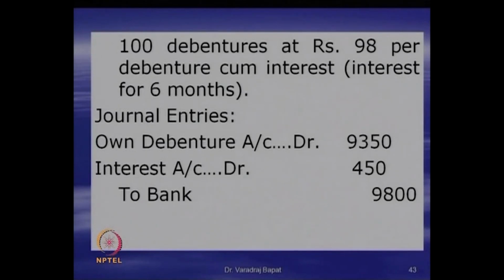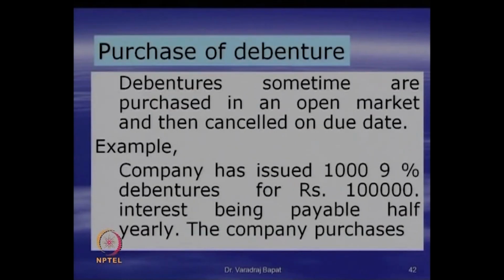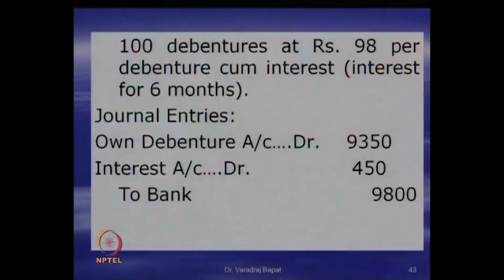Now, can you calculate this 450 rupees? How do you get this 450? I will just go back a moment. You can see here the debentures were carrying a rate of 9%. So, 9% means on 100 rupees, 9 rupees is paid as interest for the whole year. Now, for 6 months, how much interest will be paid? 9 rupees for the whole year, so 4.5 rupees for 6 months. There are 100 debentures, so 4.5 into 100. So, 450 is the interest for the 6 months.